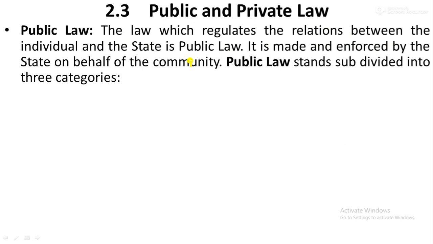The state makes the law depending on the interest or the will of the community. Public law stands subdivided into three categories. So what is the division of public law then? Look at here. Constitutional law, the main law of the land. Compulsory, what is the constitutional law? Main law of the land.